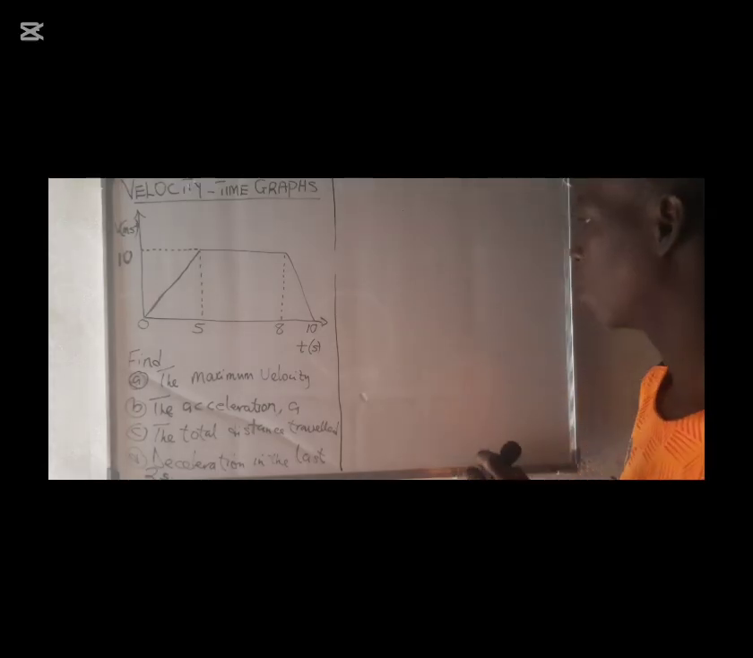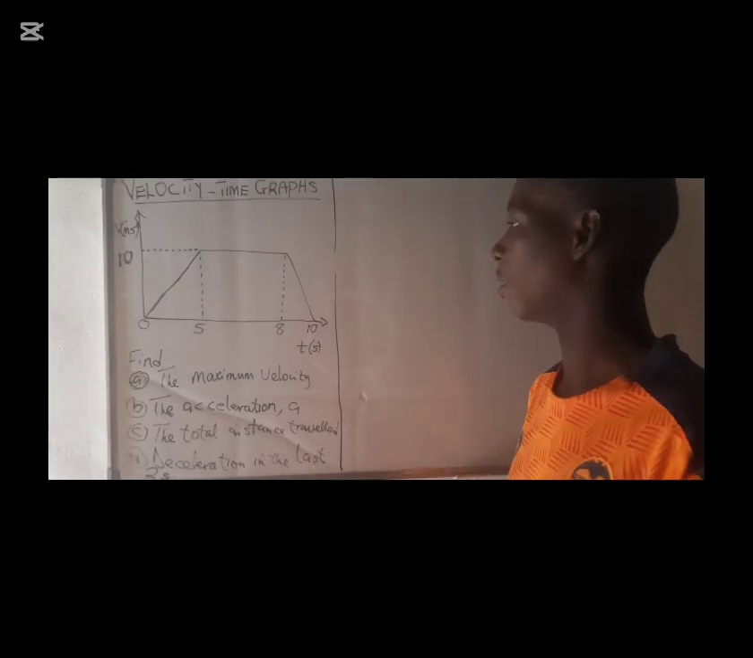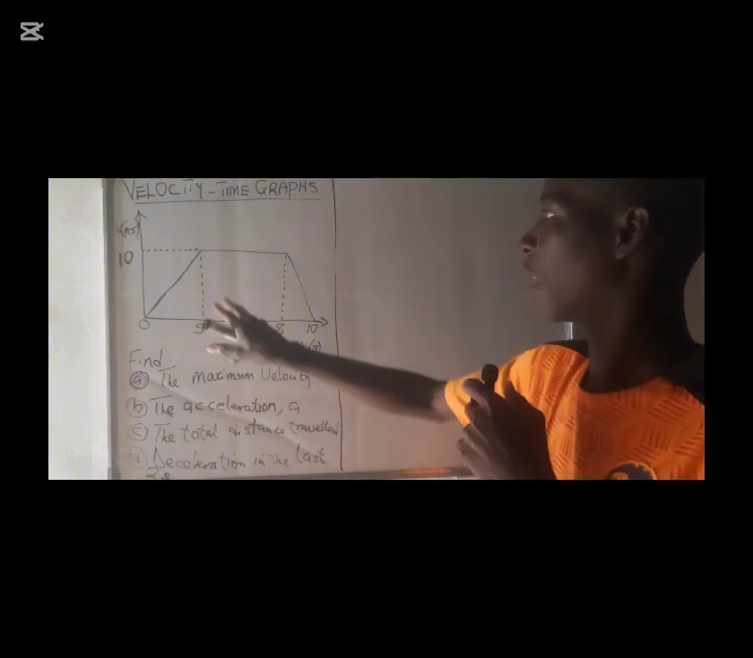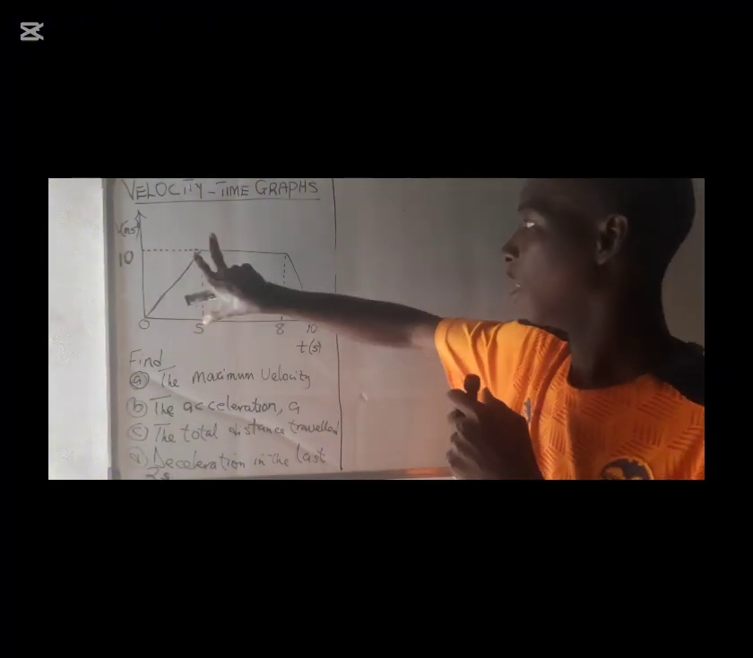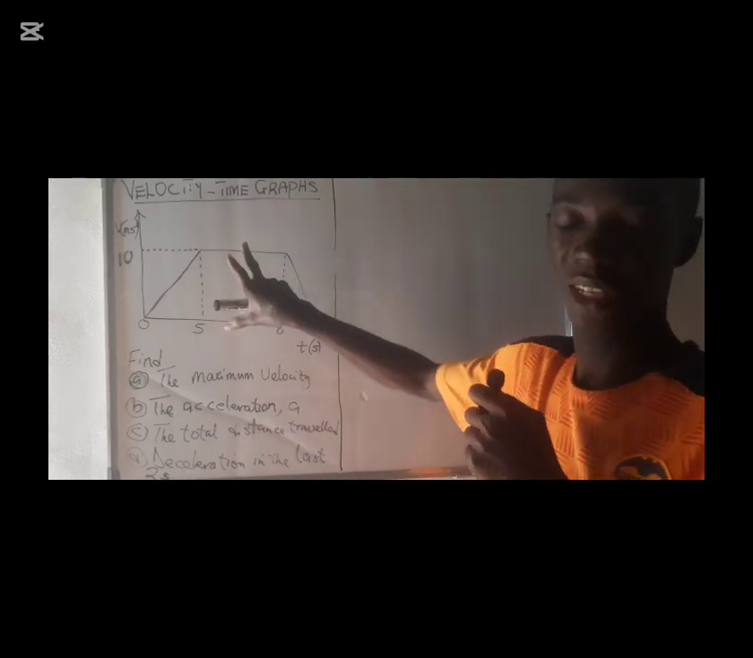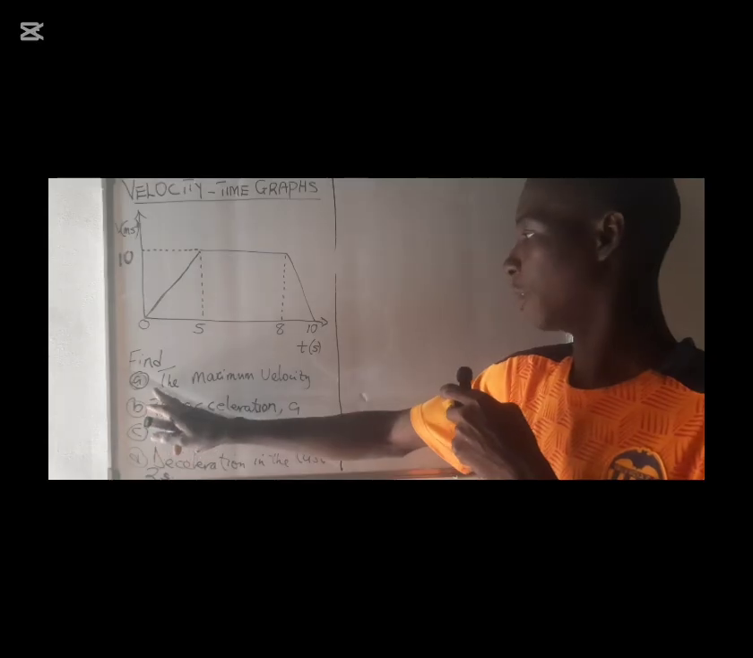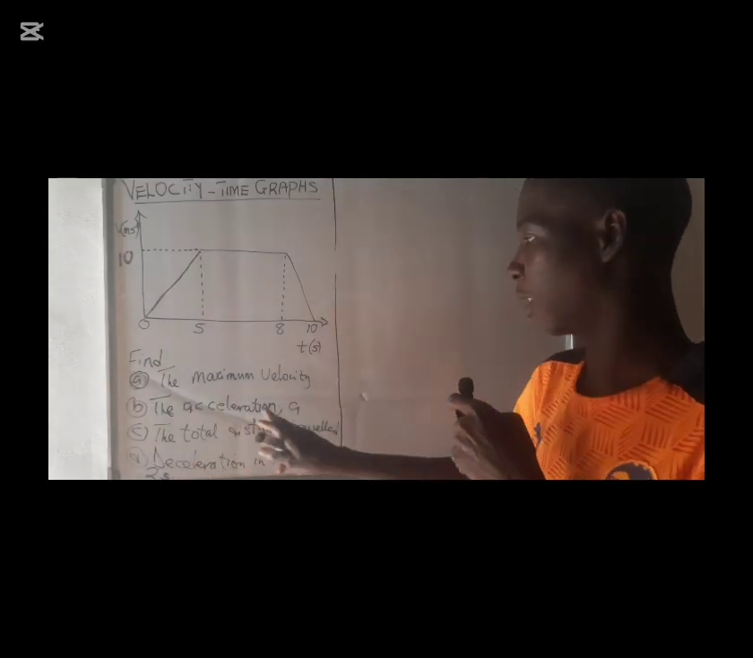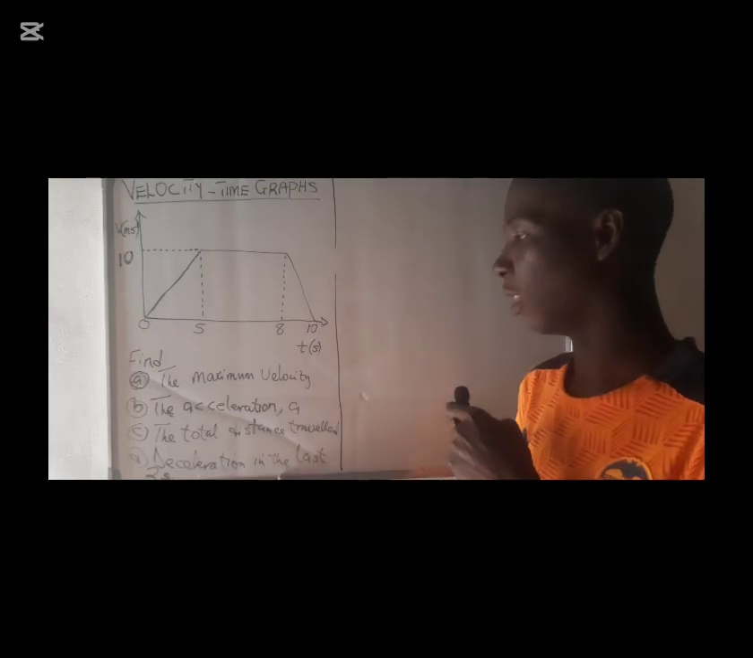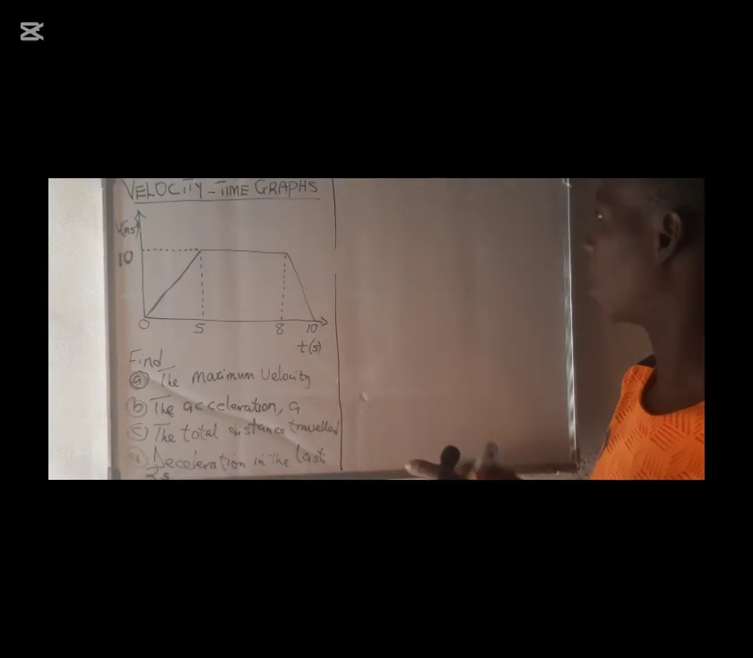So this is another interesting question on the velocity time graph, under motion. We are asked to find the maximum velocity using the velocity time graph given. It is already sketched. Part A is the maximum velocity, B the acceleration, C the total distance traveled, and then the acceleration in the last 2 seconds. So this is just as simple as that.